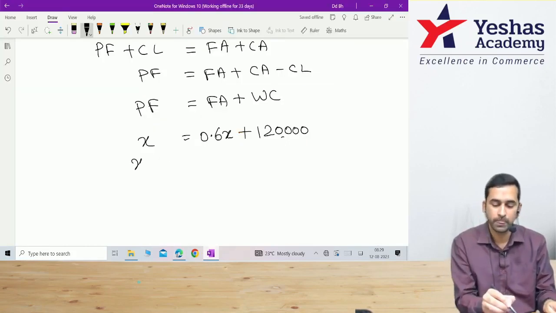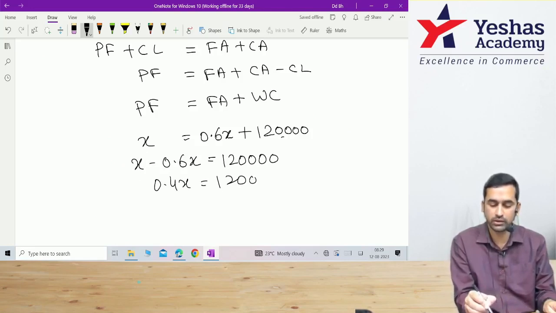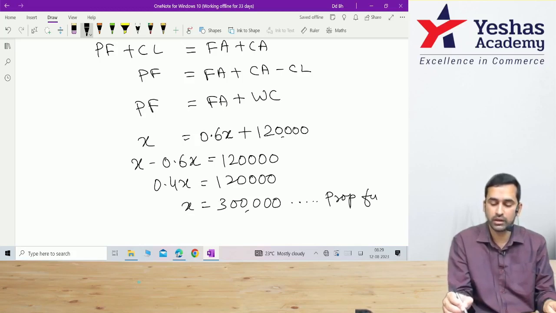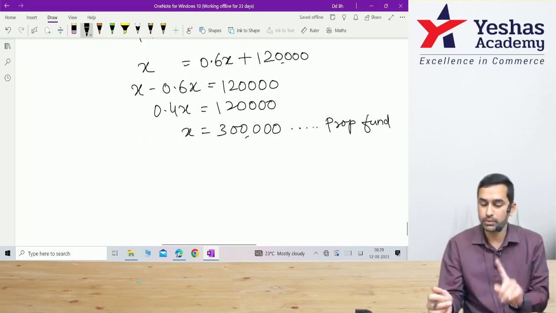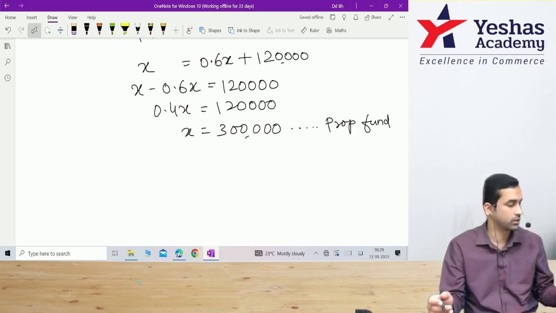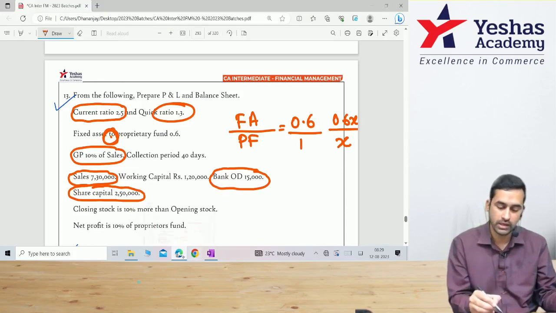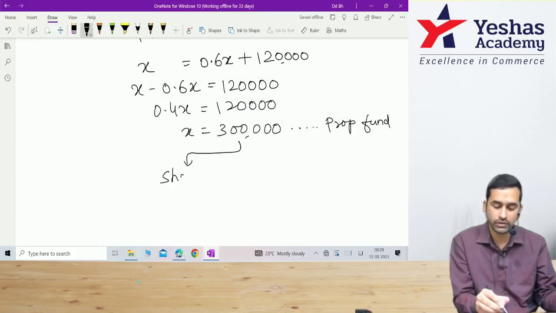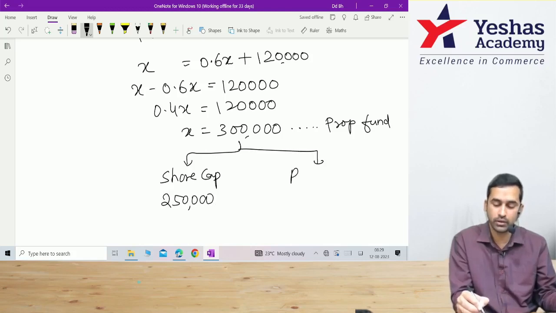Now if I continue, X minus 0.6X will be equal to 1,20,000. So 0.4X is 1,20,000. What's the value of X now? 3 lakh. And what was X, by the way? Proprietary fund. Now before I continue, this proprietary fund has two components: share capital and reserve. Go to the question. Do we already know the share capital amount? Yes, 2,50,000. So if share capital is 2,50,000, then the balance 50,000 is reserves and surplus.